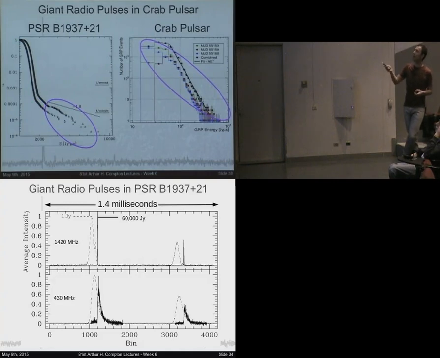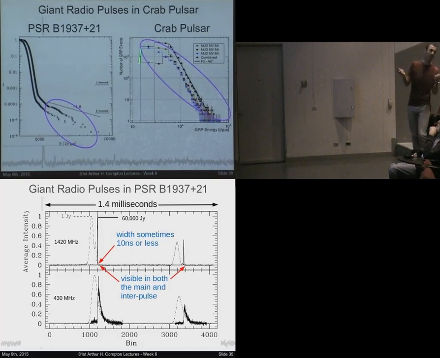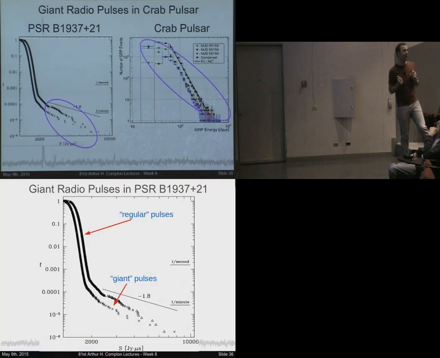So why is it? Maybe someone knows. Can anyone hazard a guess why we can see the normal feeble pulses individually? We can average them up and see them in an average sense, but to see them individually, can anyone hazard a guess why we can't see them individually in the crab? It's rotating too fast. Alright, that's a good answer. It's not the right one.